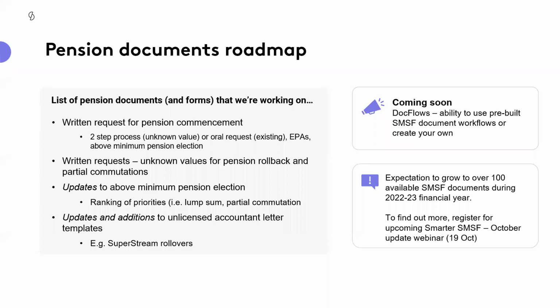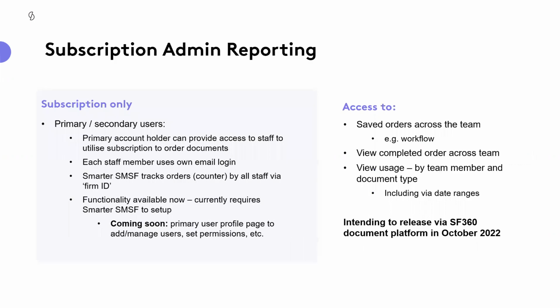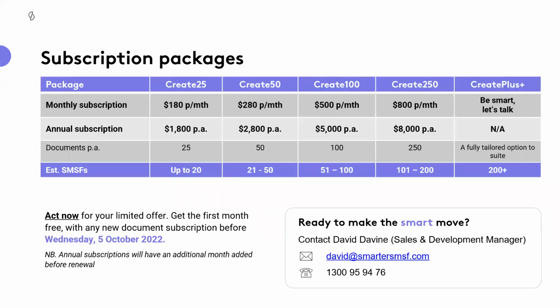We are also rolling out this approach, not only with the written requests for our pension commencements, we are also doing it in the context of rollbacks and commutations. We're working through updates to the above minimum pension elections, as we showed you, and the ranking of priorities, and the updates and additions to the accountant licensing letters. So the rollout, we're actually introducing a superstream rollover one as well, and building it into the existing document ordering process there. So there's a lot, I guess, that continues to evolve around those as well. Of course, we have our document packages if you want to find out a little bit more in respect to those items.